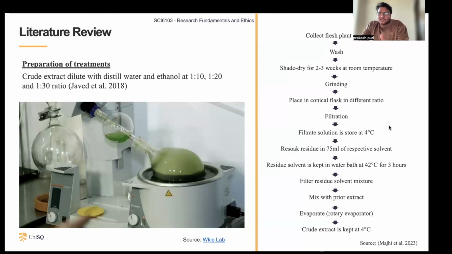We left some residues. Those residues are resoaked in 75 ml of the respective solvent, and the residue solvent is kept in a water bath at 42 degrees Celsius for 3 hours. The filtered residue solvent is then mixed with the prior solvent and evaporated using a rotary evaporator. We can see in the picture, this is the rotary evaporator. The final product is a crude extract, which is kept at 4 degrees Celsius for further utilization and applications.